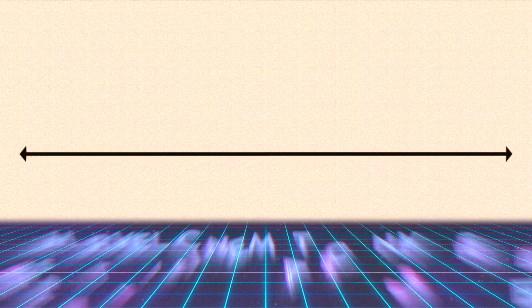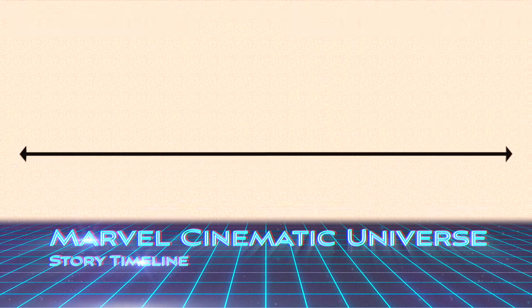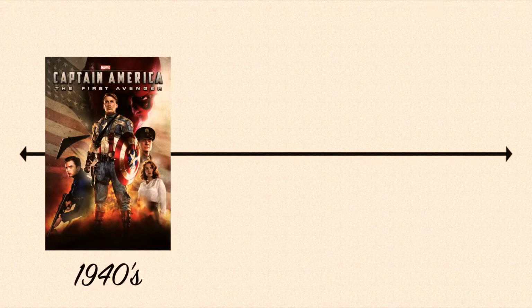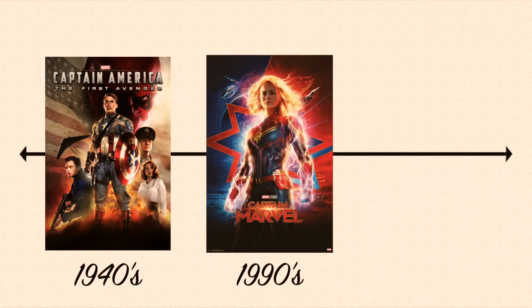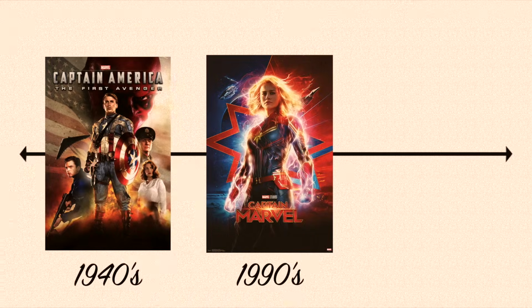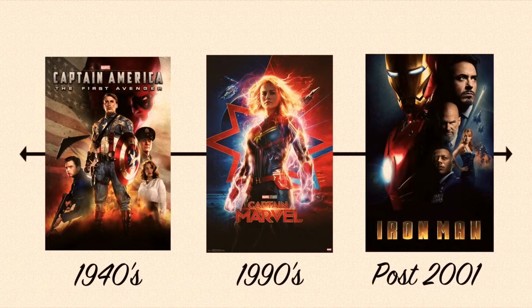But if the timeline were to show a chronological order according to the story of the Marvel Cinematic Universe, it would look much different. Captain America, which takes place in the 1940s, would be first. Captain Marvel would be second because it takes place in the 1990s. And Iron Man would be last, taking place post-2001.